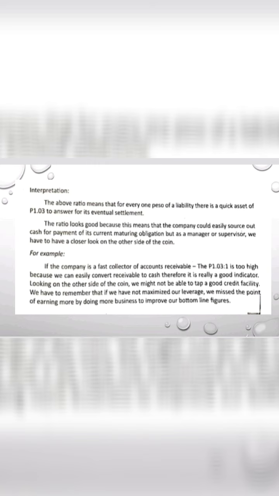For example, if the company is a fast collector of accounts receivable, the 1.03 to 1 is fine because we can easily convert receivables to cash. Therefore, it is really a good indicator. Looking at the other side of the coin, we might not be able to tap a good credit facility. We have to remember that if we have not maximized our leverage, we miss the point of earning more and doing more business to improve our bottom line figures.